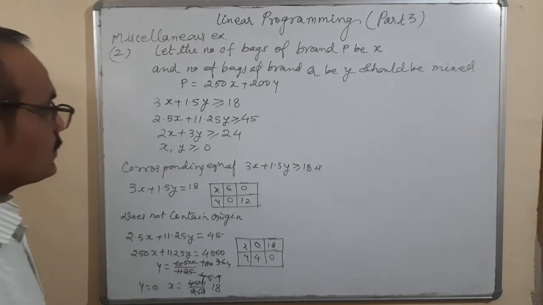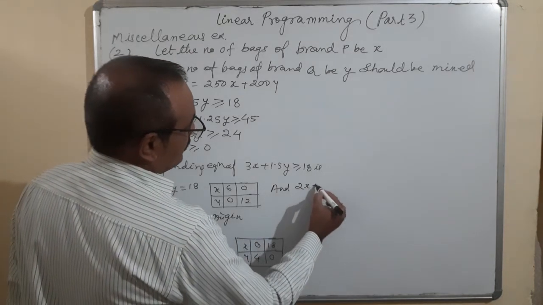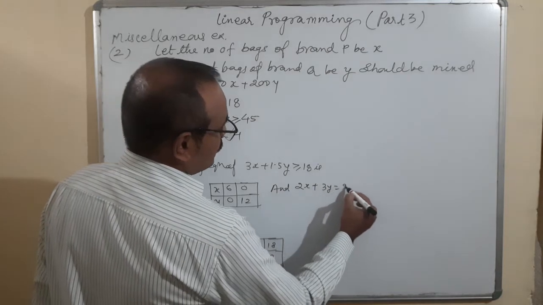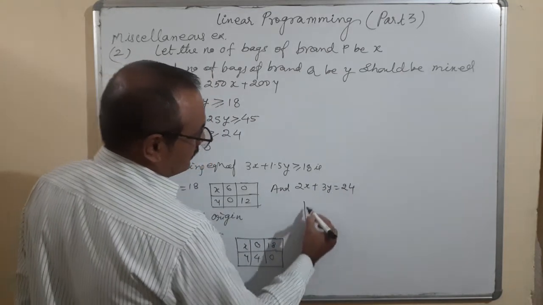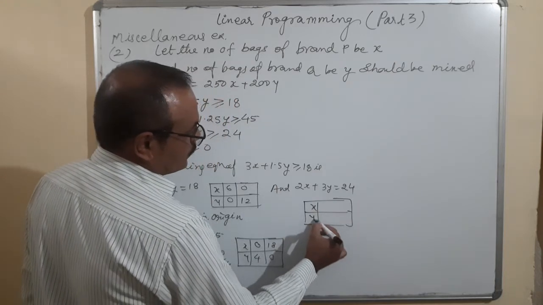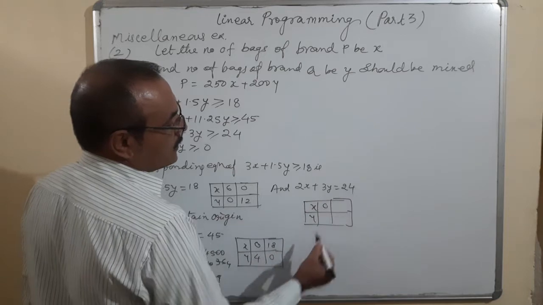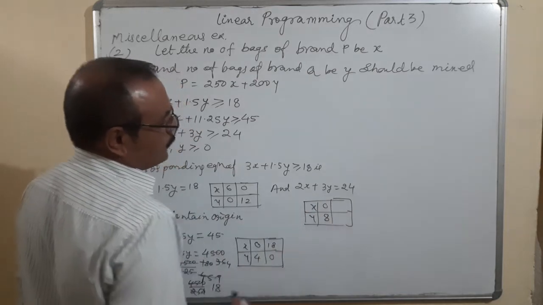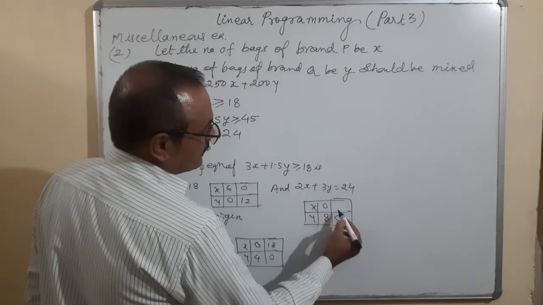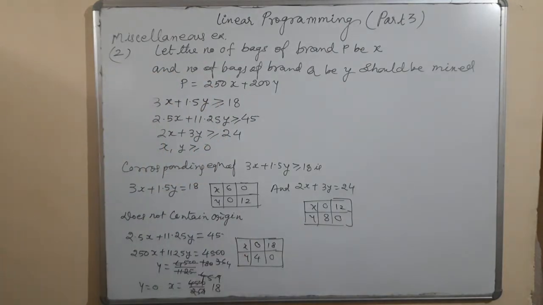Third one: 2x plus 3y is equal to 24. Here the third table should be made, x, y. When I put x is equal to 0, then y is equal to 24 upon 3, that is 8. When I put y is equal to 0, then x is equal to 12. It also does not contain the origin.